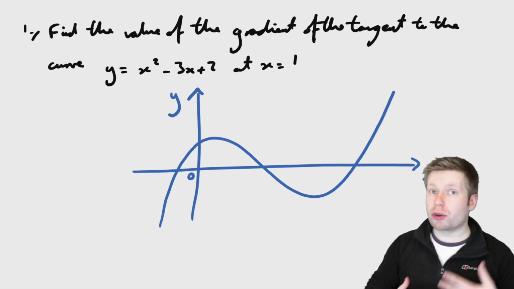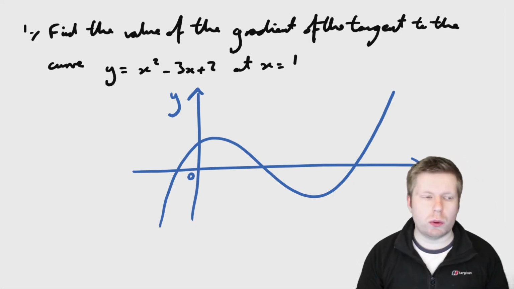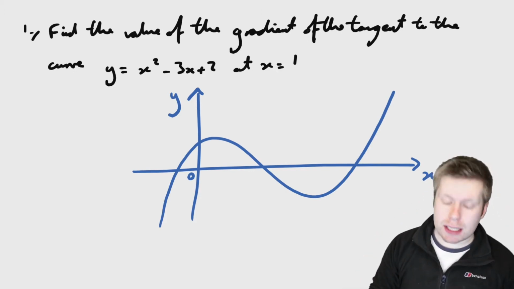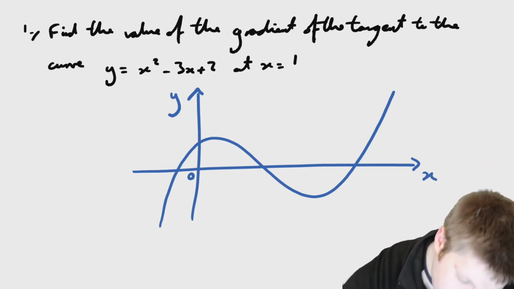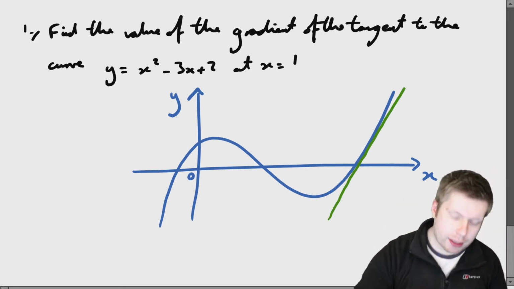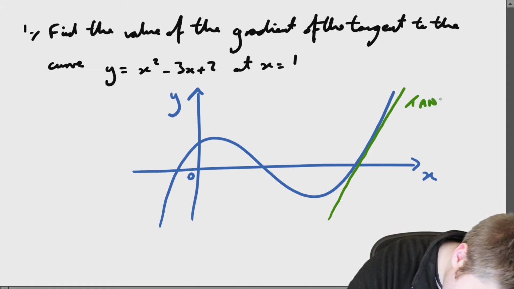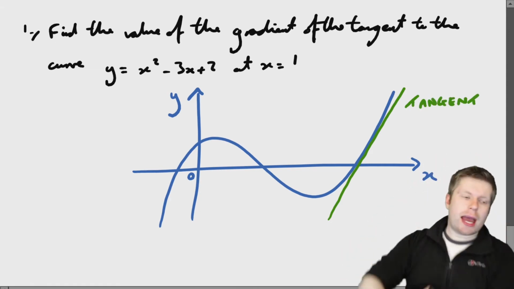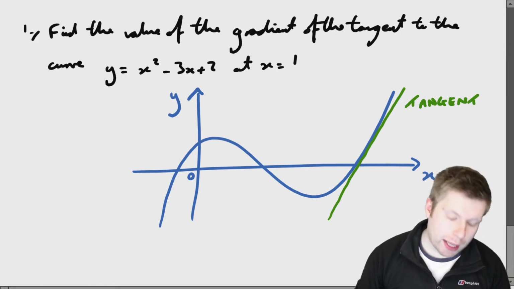What I can do with gradients of tangents and gradients of normals is literally say, how quickly am I changing at a particular point? Remember that a tangent is a line that just touches the curve at one point. It lies like this. So this is a tangent. Tangent comes from the word tangential, which literally means to touch. So it's how you touch something in one place.